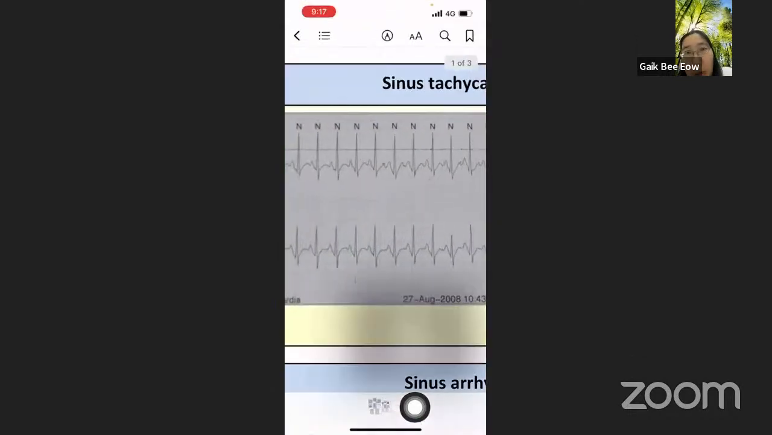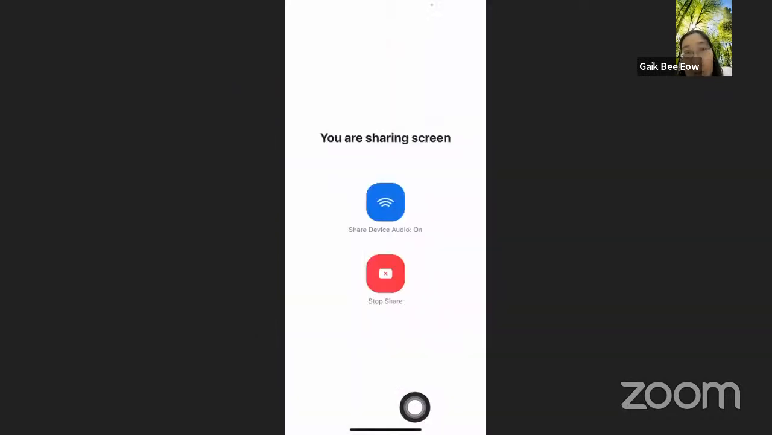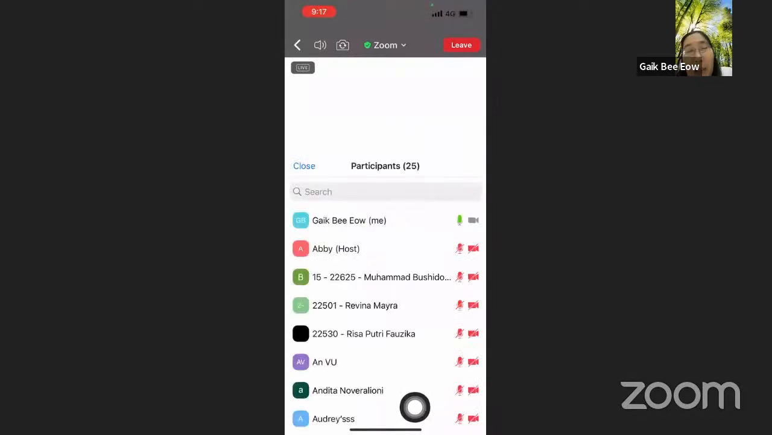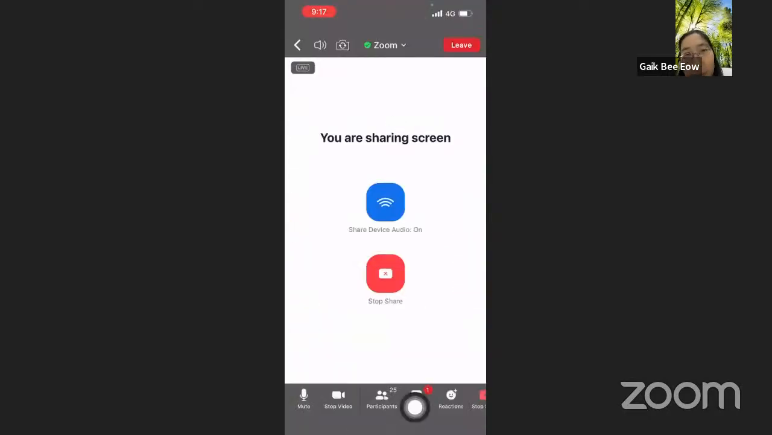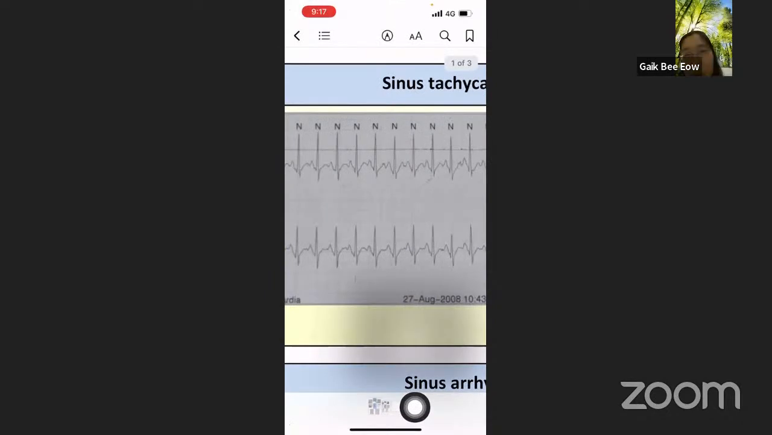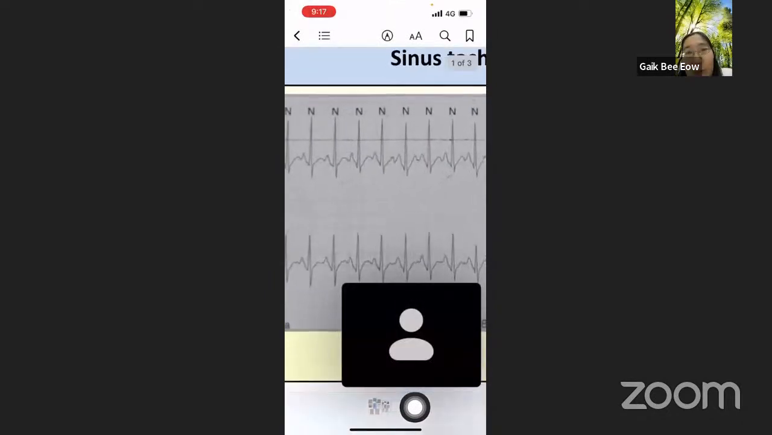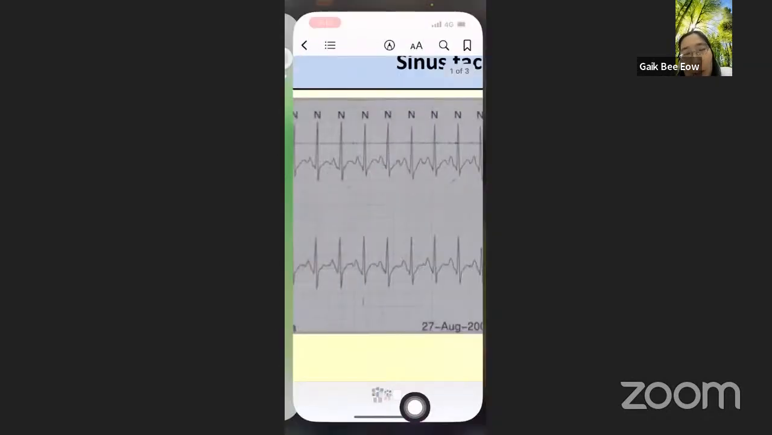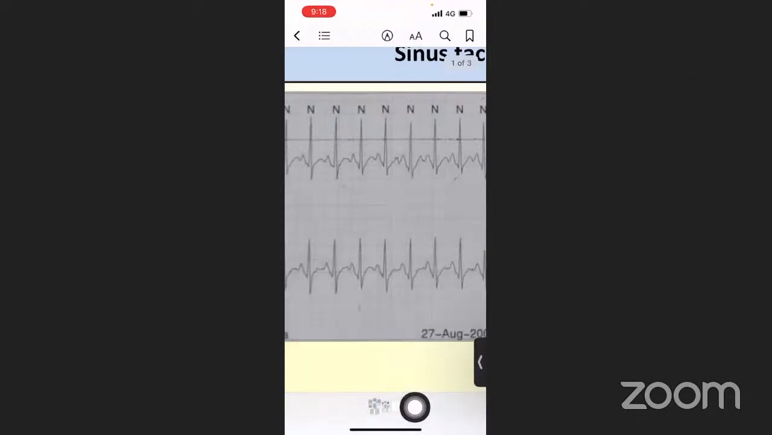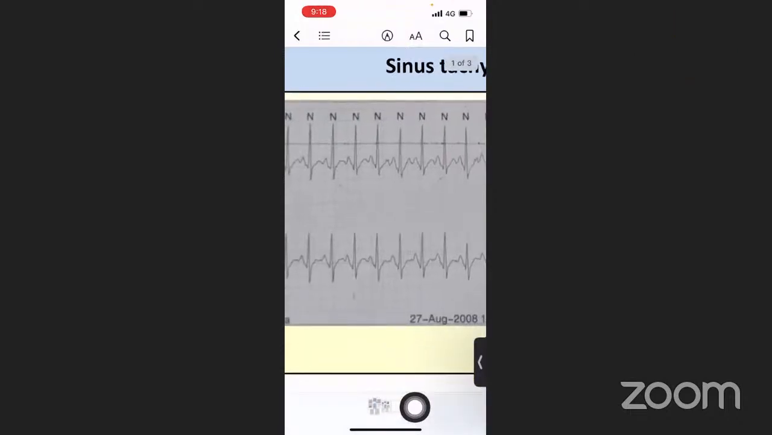How do I access your participants? How do I see? Okay. Muhammad, what is the heart rate? Anyone want to try? Come, volunteer. Let's make it as interactive as possible.